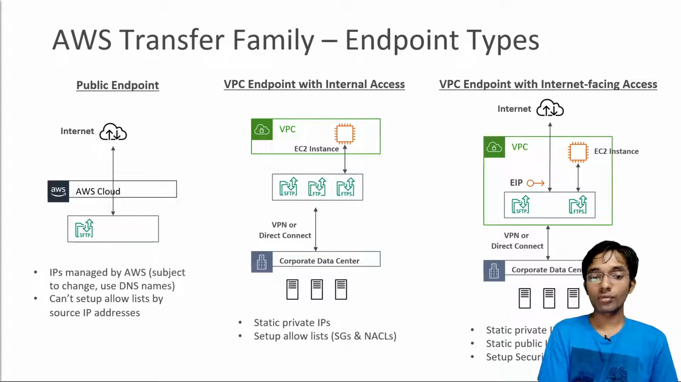It's called the VPC endpoint with internet facing access. In this case, we get the same VPC, and we can have the EC2 instances within our VPC or any server in our corporate data center access our endpoints privately. But we can also set up public IPs for our endpoints using an Elastic IP. We have full control over the Elastic IP because we attach it ourselves, and therefore the internet can access our endpoint using the Elastic IP. Because we manage everything, we can set up security groups to control who from the internet can access our SFTP, for example.